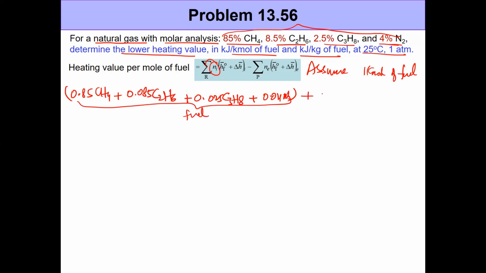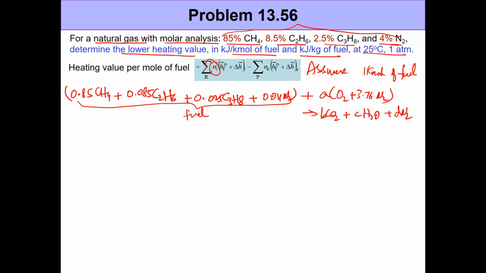Plus now air, so plus A times (O2 plus 3.76 N2). So this is fuel plus air, and this is going to give us B times CO2, plus C times H2O, plus D times nitrogen. Now the quantities of A, B, C, and D are something that you determine from the mass balance. Now we're looking at the heating value.